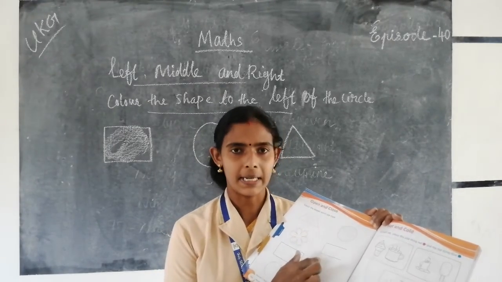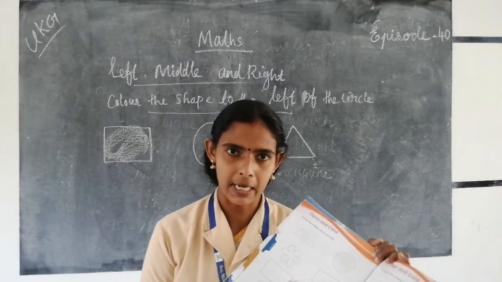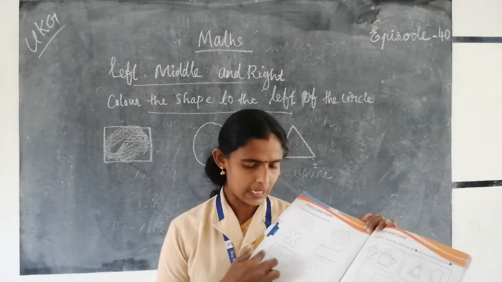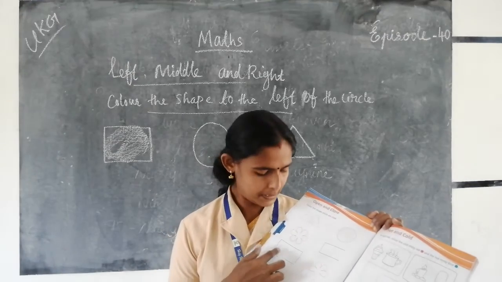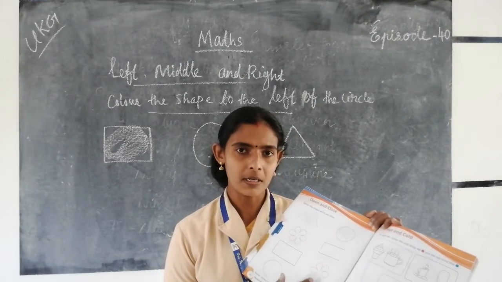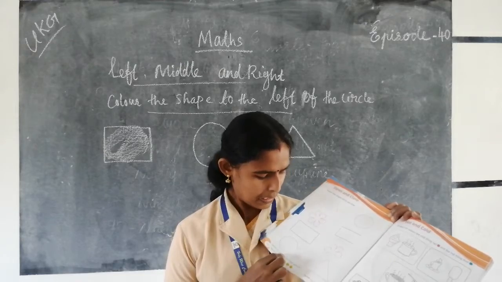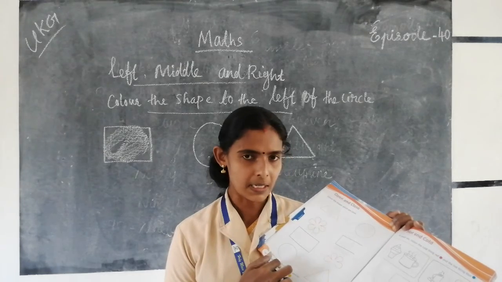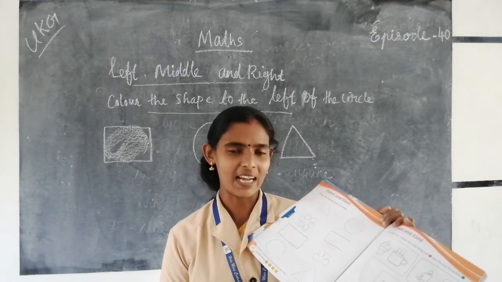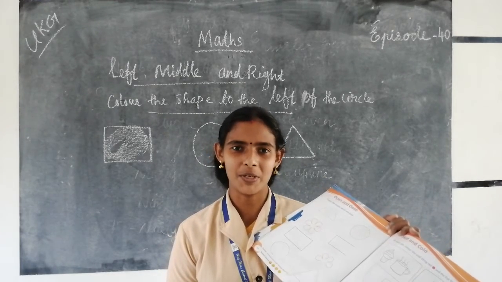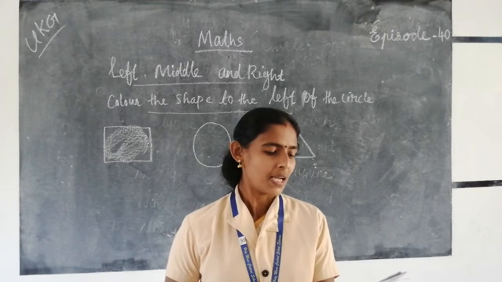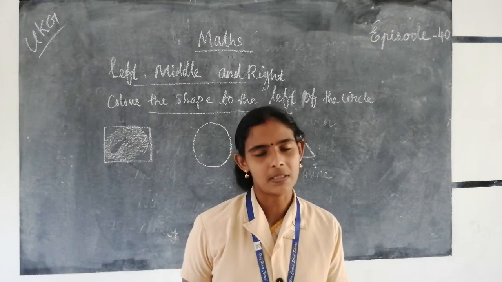Next, it's a rectangle, an incomplete rectangle. So do not color it. Next, the rectangle is a complete picture, so you have to color this. Next, the flower. This is not complete, so do not color it. Next, half circle, so do not color it. Next, triangle. This picture is complete, so you have to color the triangle. Can you understand? Open and close. Color the shapes which are close.